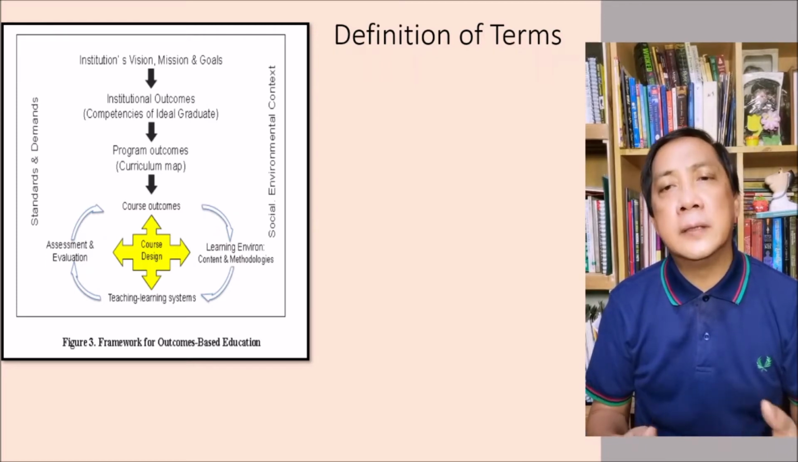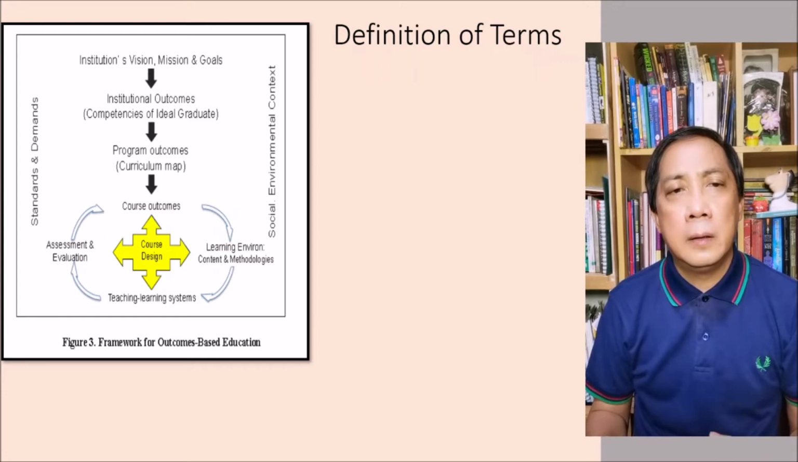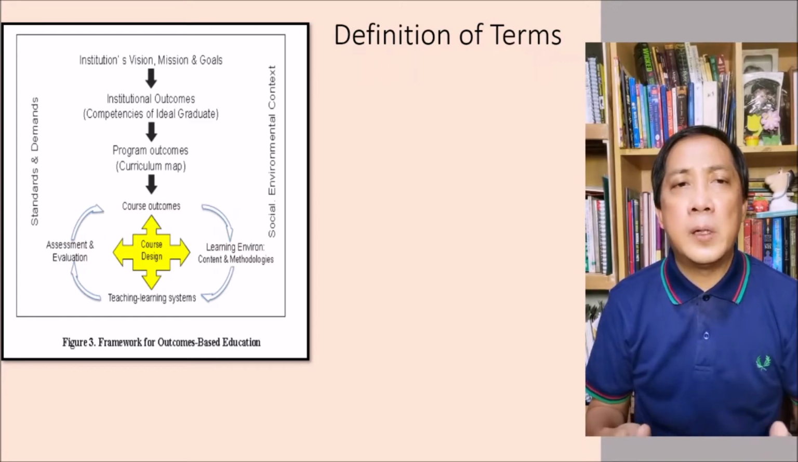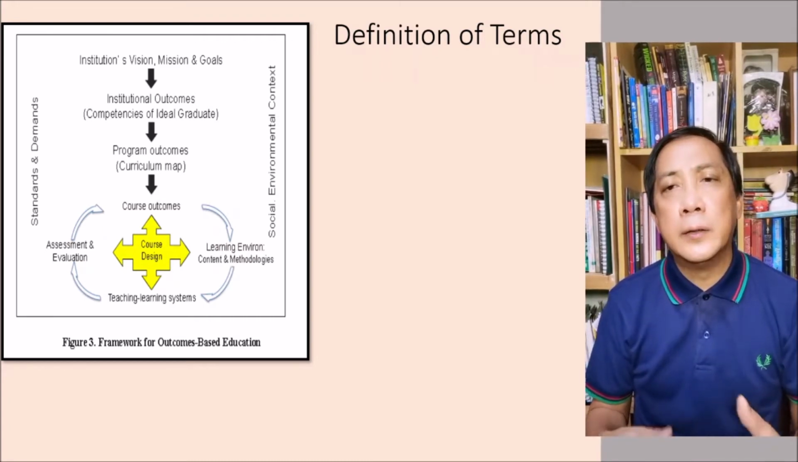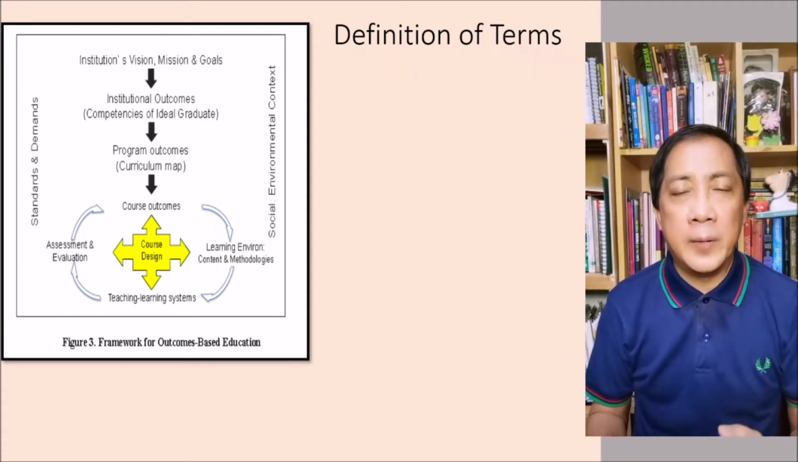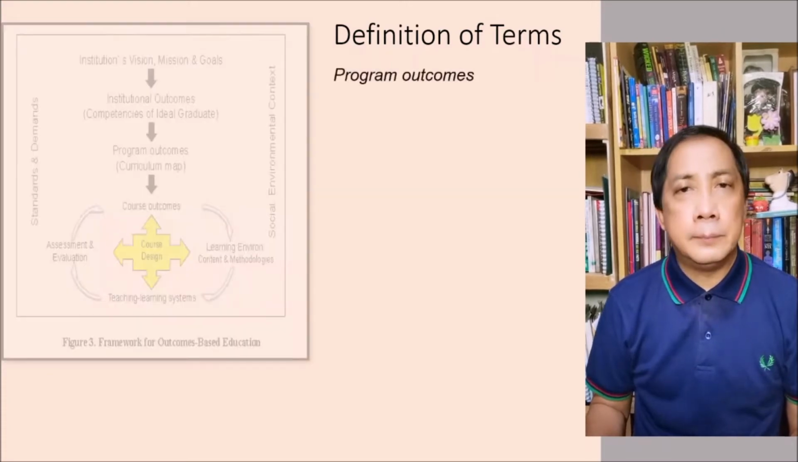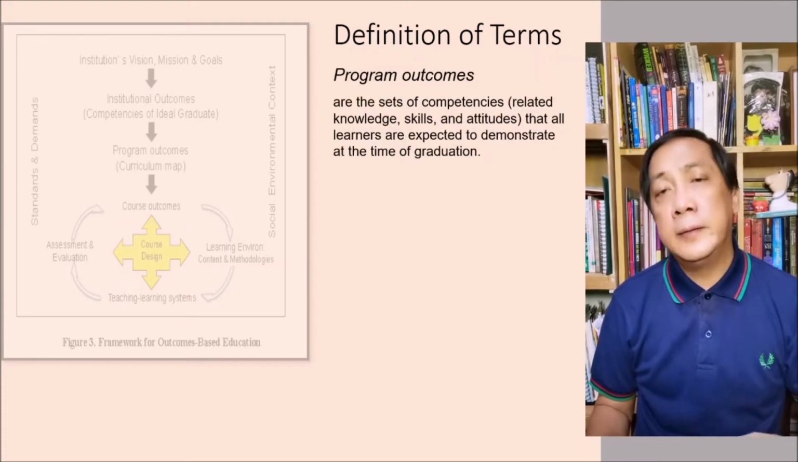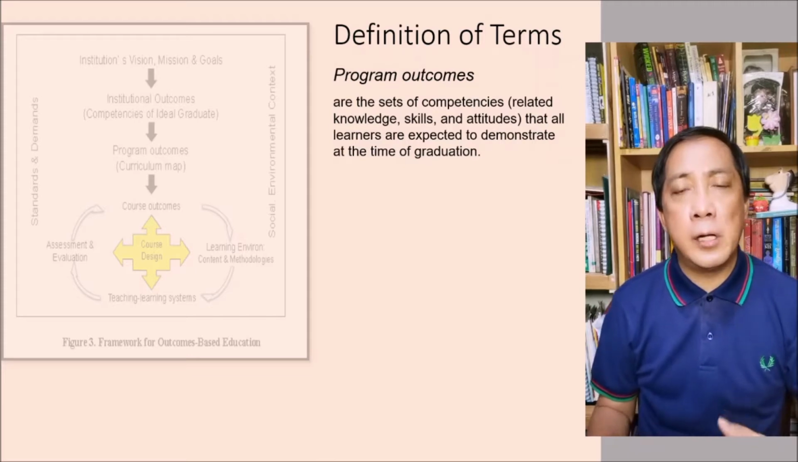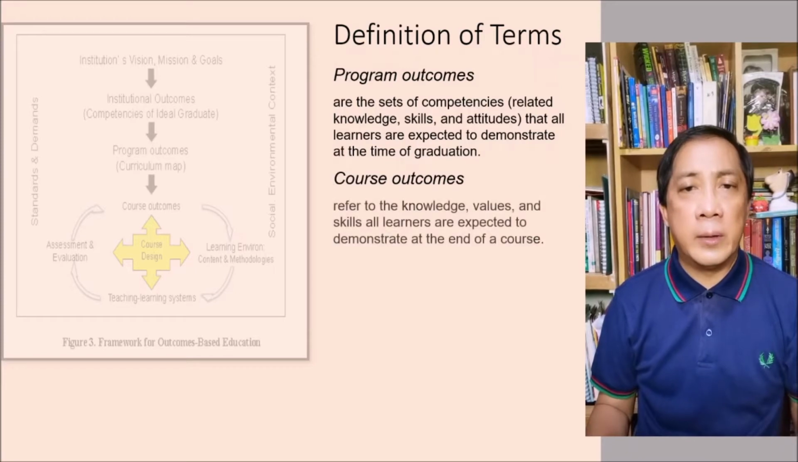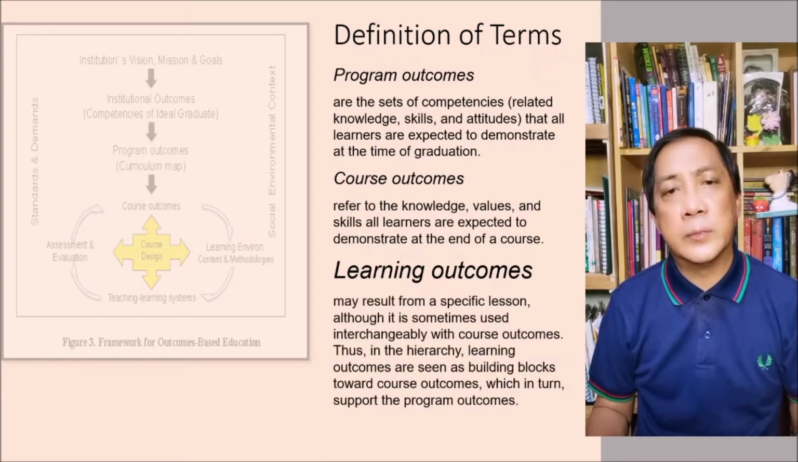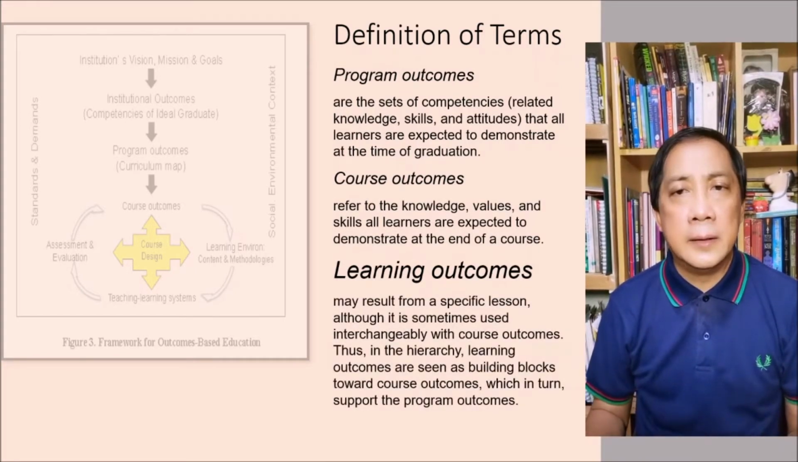And as you will notice in this illustration, the upper three concepts, the institutional outcomes and program outcomes, should be the ones that determine the elements of your course design at the bottom. So in this presentation, I will show you how we can generate your program outcomes, your course outcome, and of course your session outcomes or learning outcomes based on the result of your task analysis.